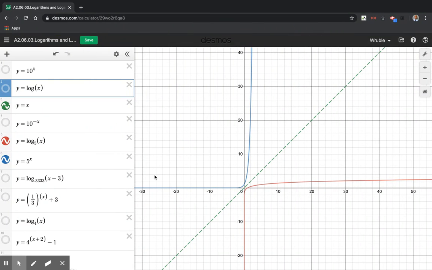We can take a look at this function right here. As we can see it graphed, y equals log base 5 of x. We can see that it's graphed right here. We also have the function y equals 5 raised to the x. That's the inverse of that function. It's graphed there, and that's graphed over the line y equals x. Those are reflected over each other.